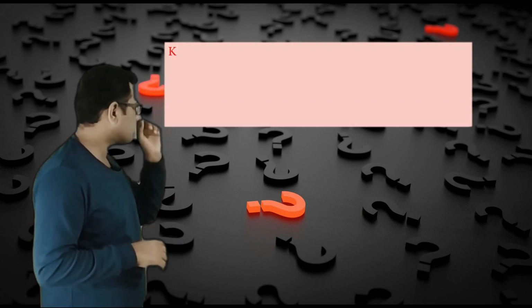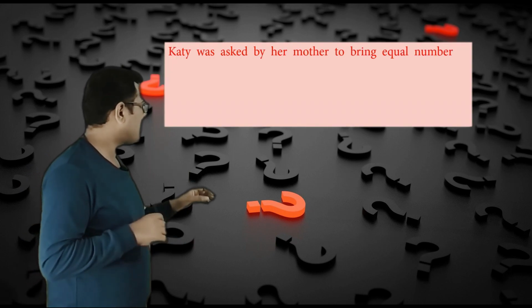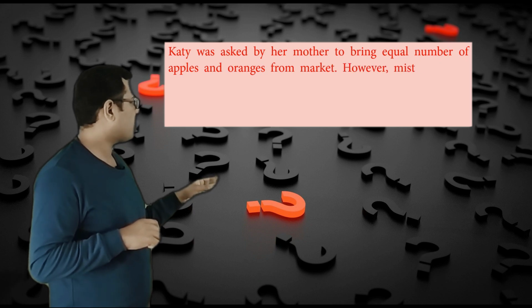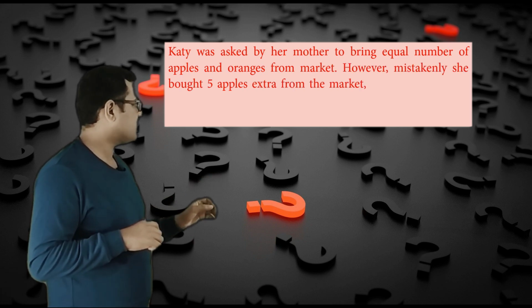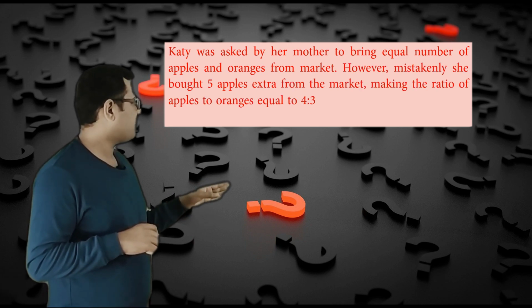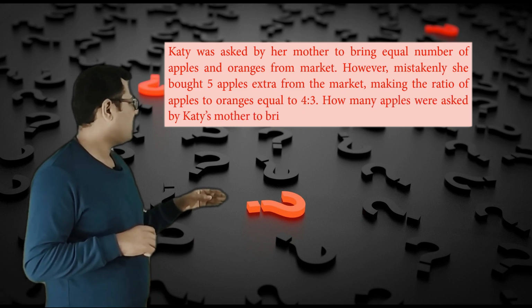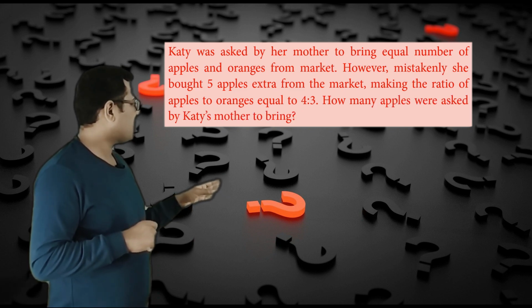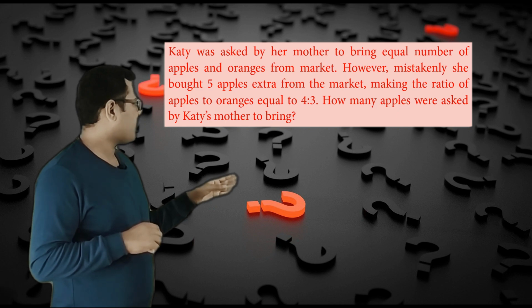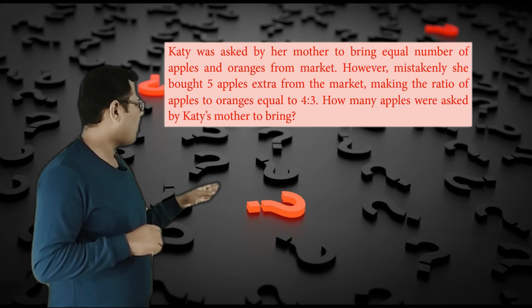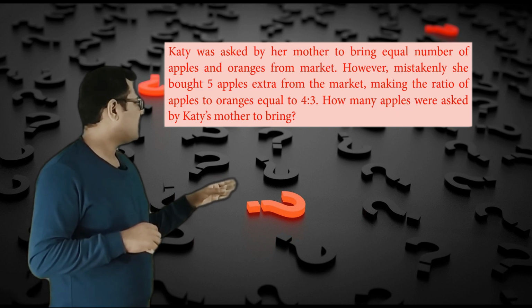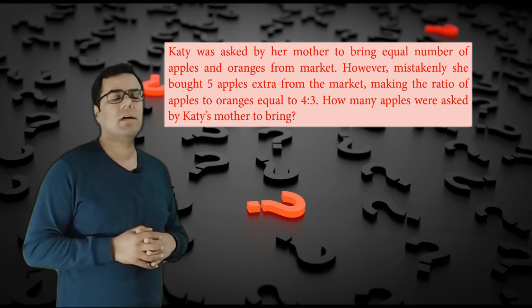Now, this next problem says that Katie was asked by her mother to bring an equal number of apples and oranges from the market. However, she mistakenly brought 5 apples extra from the market, making the ratio of apples to oranges equal to 4 by 3. How many apples were asked by Katie's mother to bring?